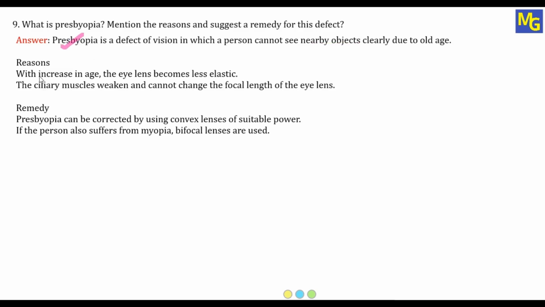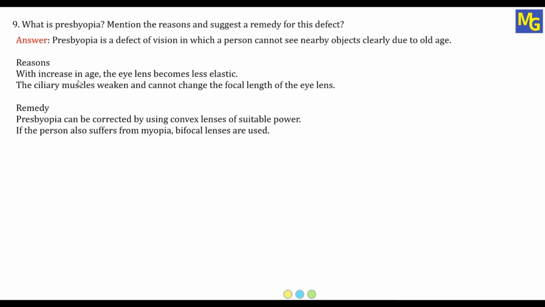And what are the reasons? As the age increases, so see here, with the increase in the age, the eye lens becomes less elastic. So what do you mean by elastic? Elastic means the eye lens will try to decrease or increase in size so that we can see the objects which are present at far distance or nearby distance.